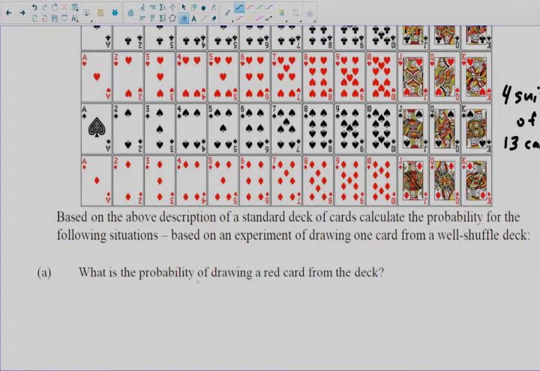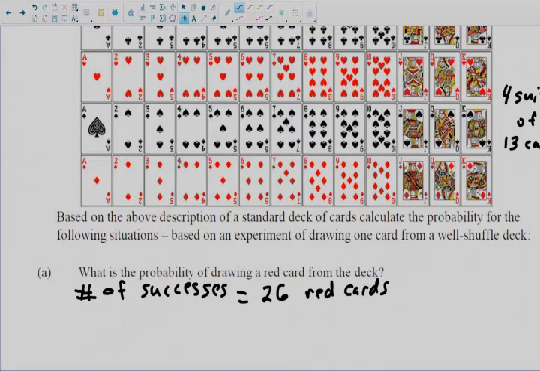Okay? So, what is the probability of drawing a red card from the deck? Well, what are our number of successes? How many red cards? What are our number of successes? Well, how many red cards are there in total? Well, if there's 13 cards of each kind, that means there are 26 red cards in total.